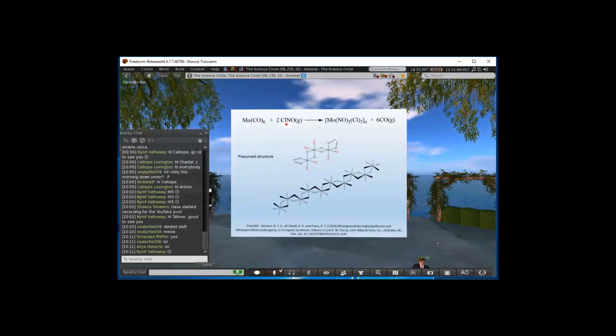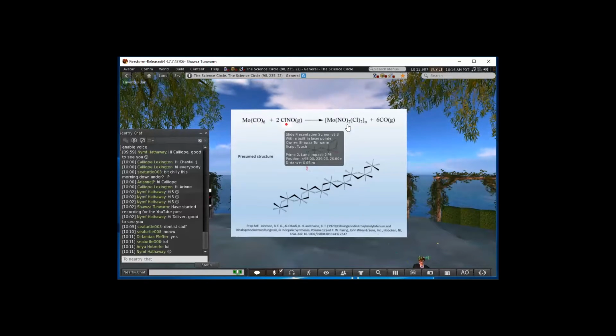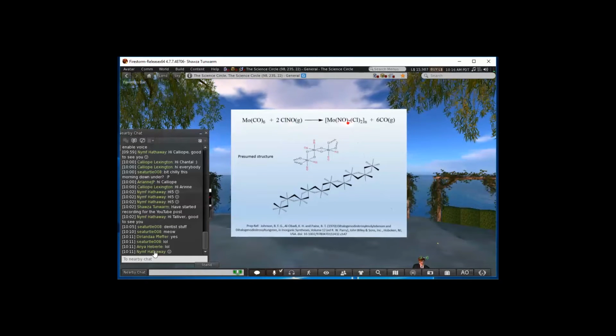We have the nitrosyl chloride. You should call it ClNO, because the Cl is actually attached to the N. And when all the dust settles, we get a beautiful green solid. I'll show it to you.